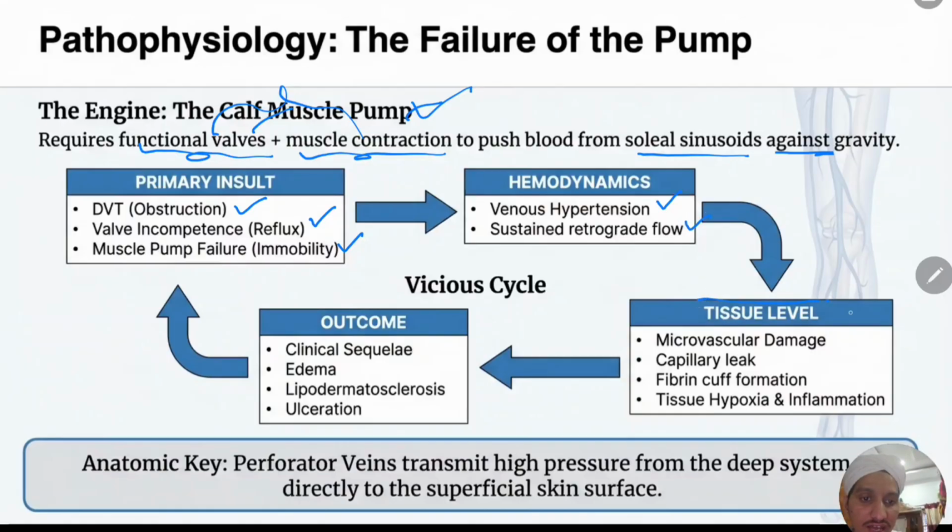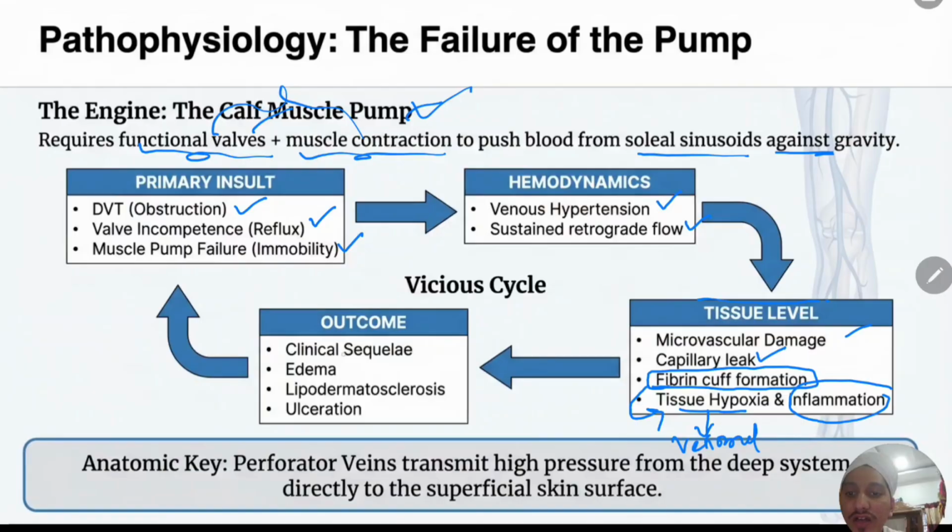So at the tissue level, what will happen? There will be microvascular damage, capillary leak, and formation of a fibrin cuff. This fibrin cuff is important because it will limit oxygen flow to the tissue. So tissue hypoxia will develop, and this tissue hypoxia is a very important factor for the development of venous ulcer. Associated inflammation will be there because there is leakage of white cells along with RBCs.